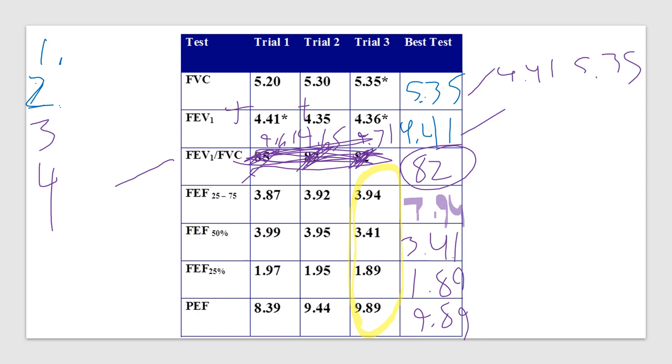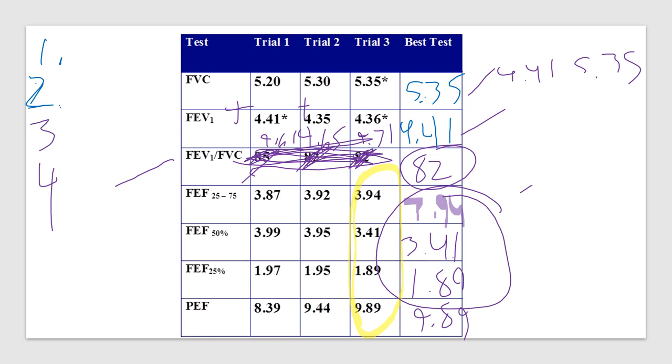Right? So this one shows the best test. Trial three shows the best effort because it had the largest sum of FVC and FEV1. So that means that the flow rates from that trial three, that test three, were the ones that we need to record for the best test.